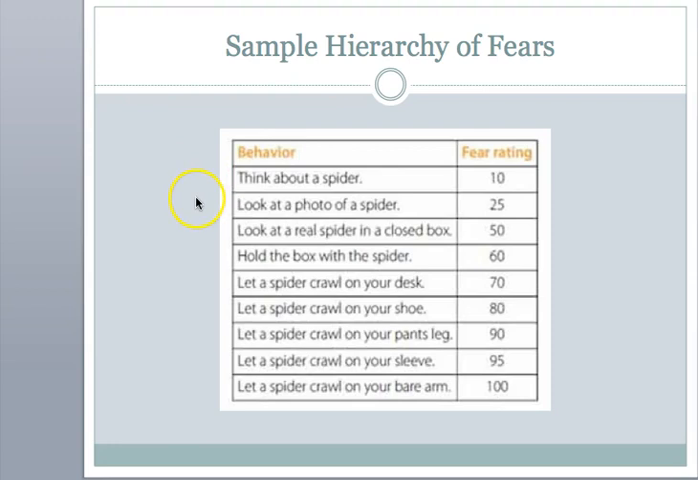Looking at a picture of a spider, looking at a real spider in a closed box, holding the box, now we're up to a rating of 60. Letting the spider crawl on your desk, letting it crawl on your pant legs, now we're up in the 80s and the 90s, and then all the way up to actually having a spider touch your bare arm. And so they might build this hierarchy, and they're going to start at the very bottom, just thinking about a spider, and we won't move up until they can think about a spider without any anxiety after using their relaxation techniques.